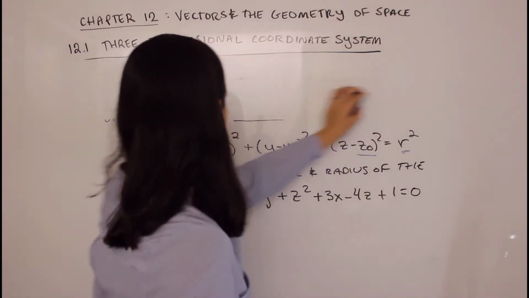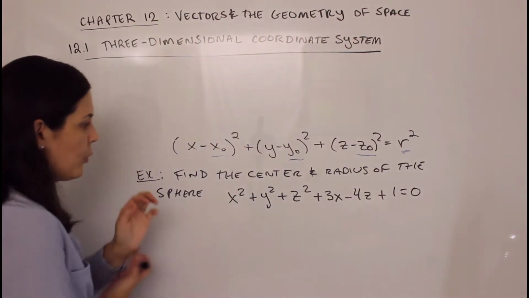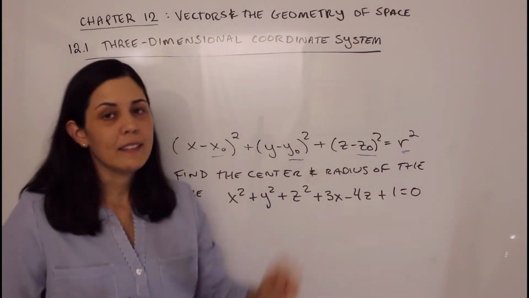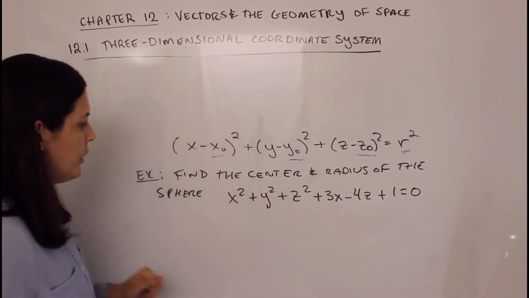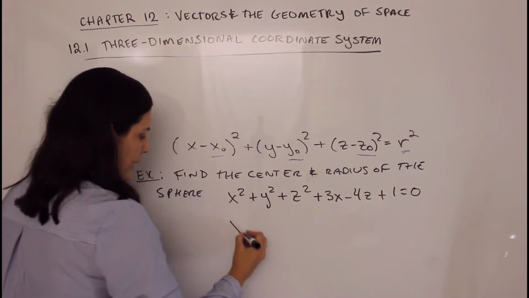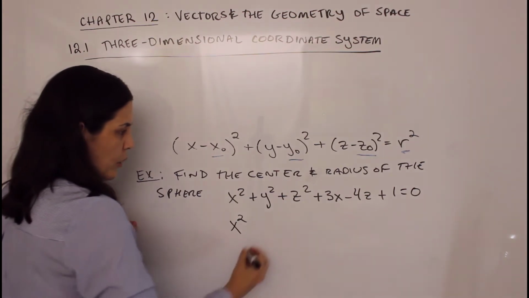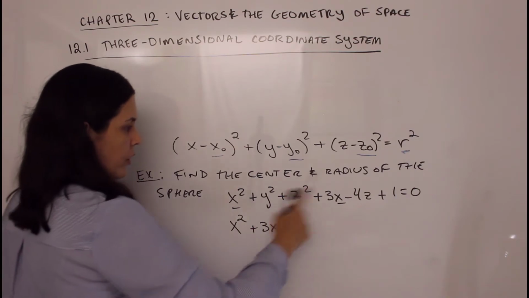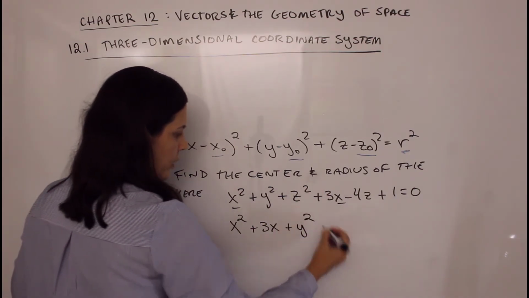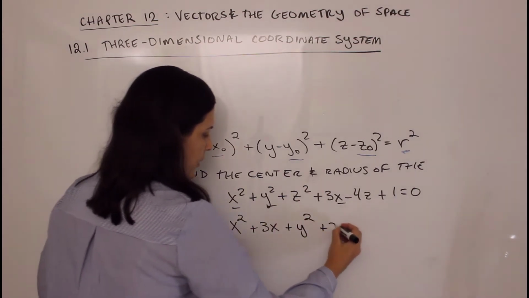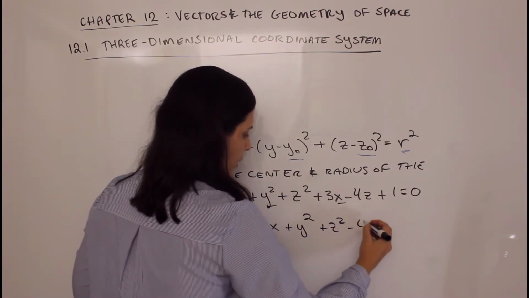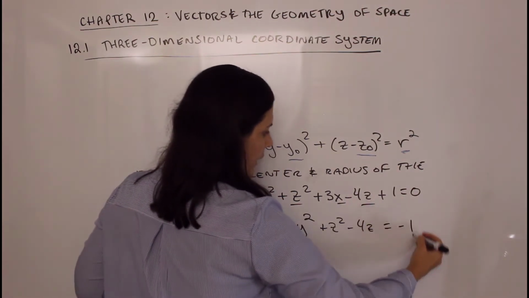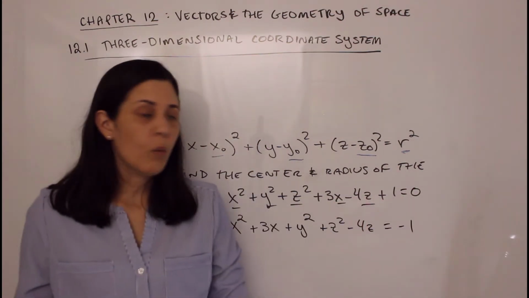Let me just give us some room. Now, you have to complete the square a number of times. You actually have to do it for the x's, the y's, and the z's. So the very first thing I'm going to do here is actually rearrange this. So I'm going to put the x's next to each other. So x squared plus 3x, okay, let me just mark off what I've used. Then plus y squared, then plus z squared minus 4z. And then I know I want my radius on the other side, so I'm just going to go ahead and say equals negative 1. Subtract that 1 over.